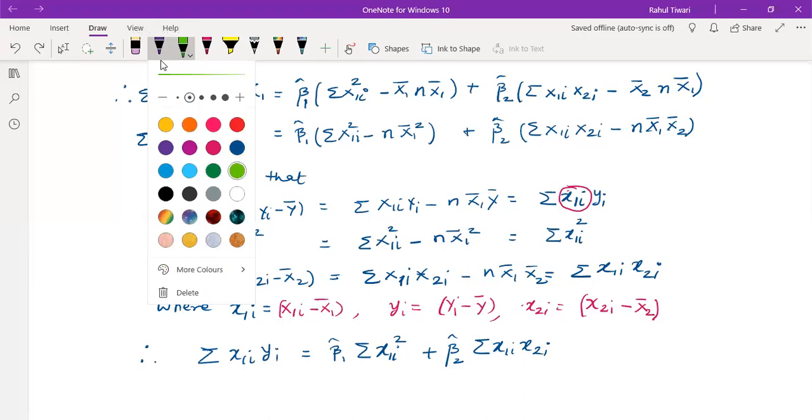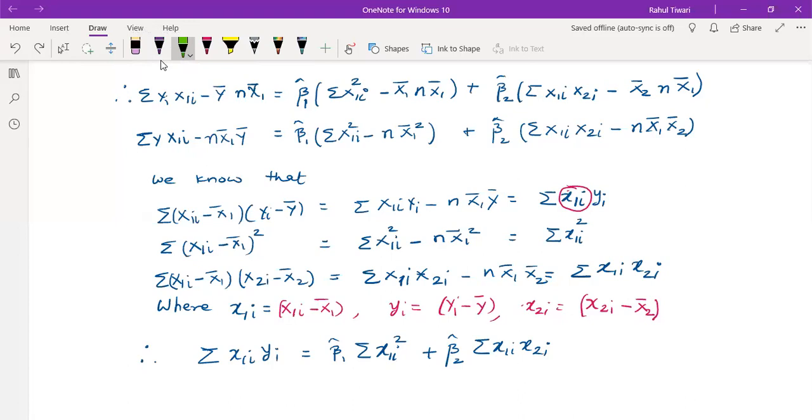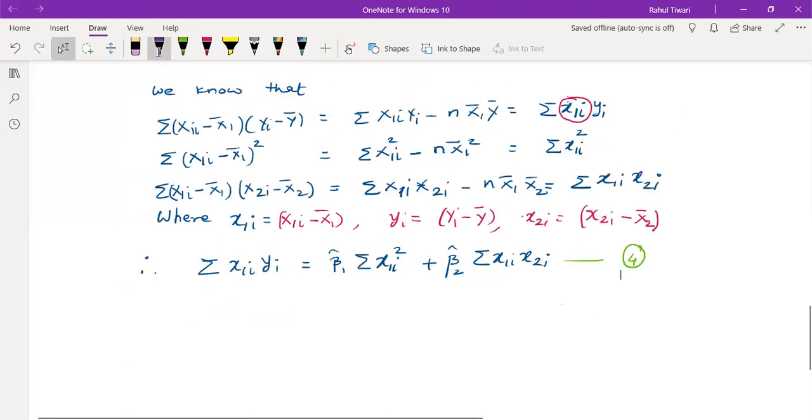This one is, this one is 4. Okay, so now similarly we have to do it for substituting the beta naught value in the equation number 3.